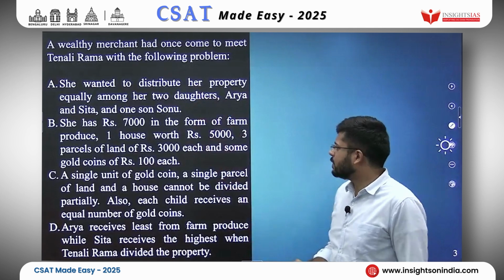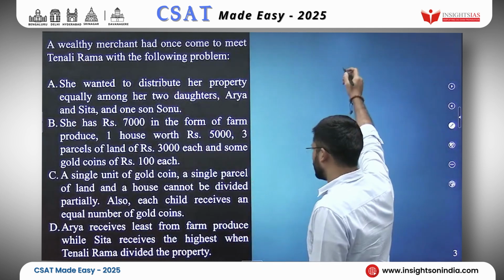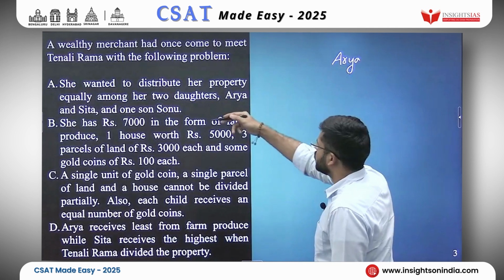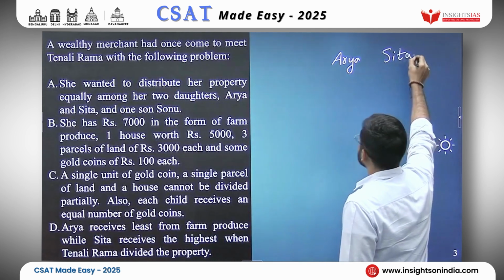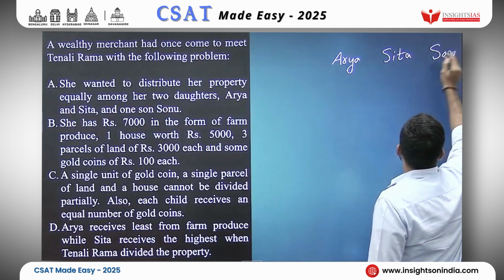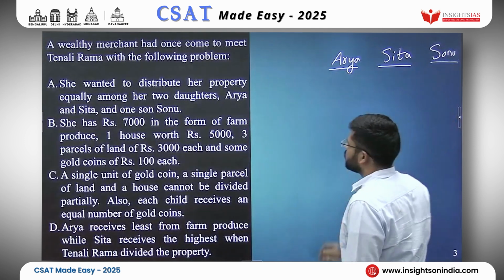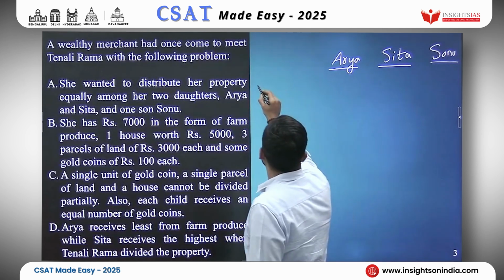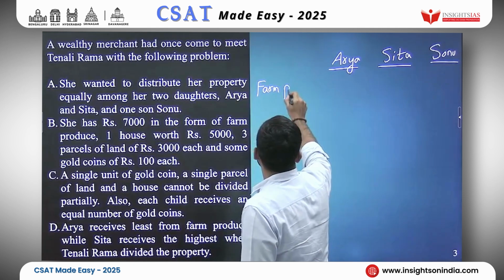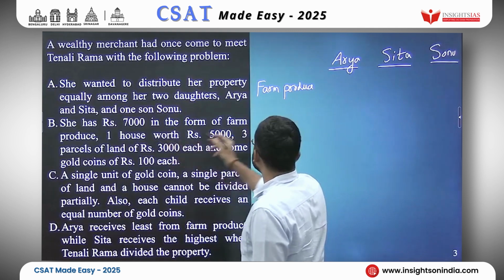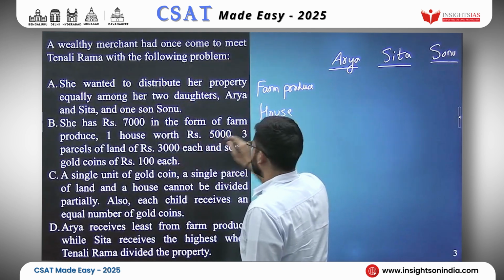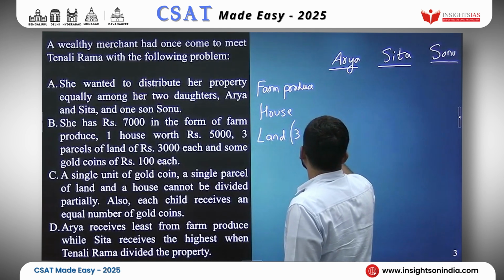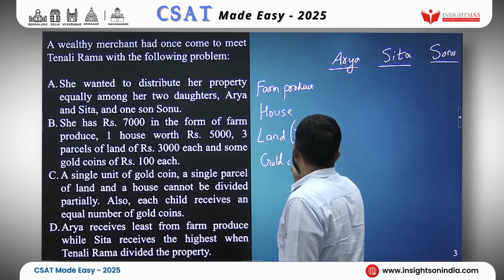Now, how many children are there? There are 3 children. Who are they? One would be Arya, another would be Sita, and the last would be Sonu. These are the 3 children. Then how many different types of properties are there? 4 types. The first one would be farm produce, the next is house, and the next is land. It is 3 parcels, and ultimately it is gold coins.